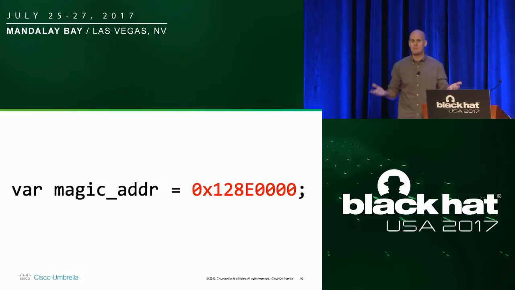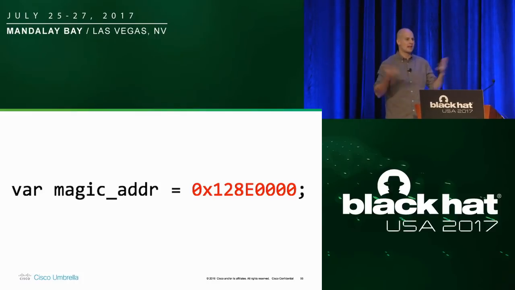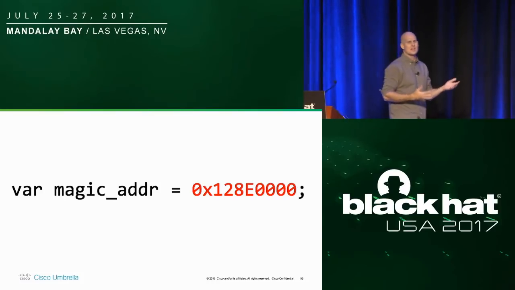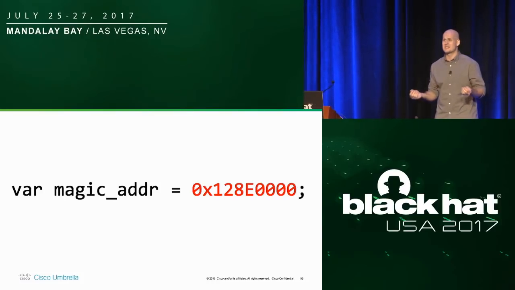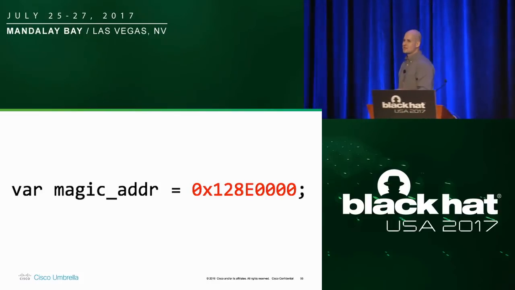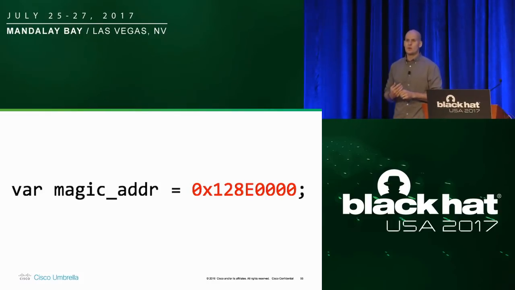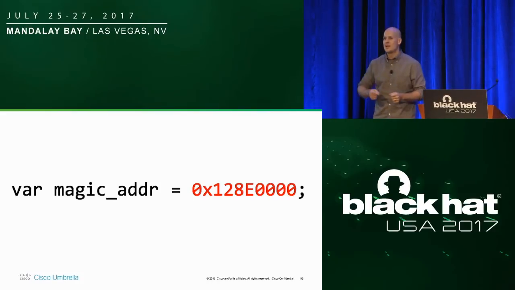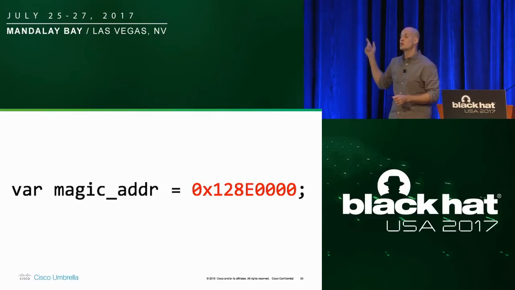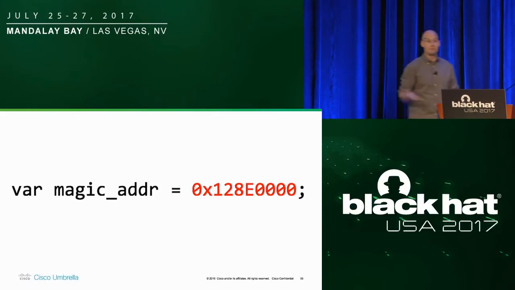So there are published magic addresses. People who write exploits know what these addresses are. There are articles and talks that outline them. Usually everybody uses the same magic address. Well, the one thing that I noticed that was sort of weird was that there were one or two exploits that used this magic address. I've never seen this magic address used in any exploit that I've ever seen. Maybe you have, but I have not.